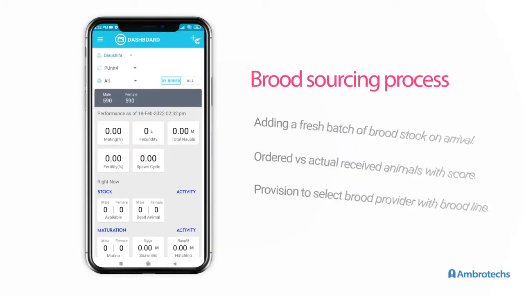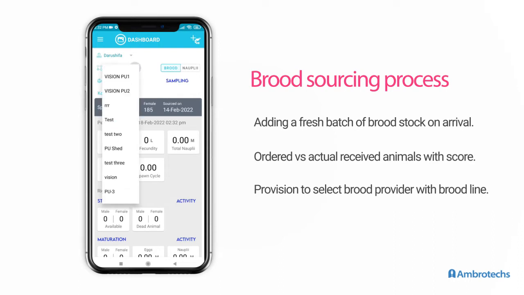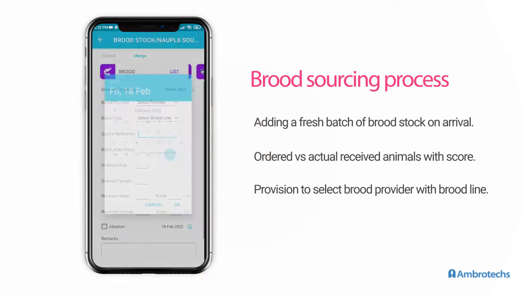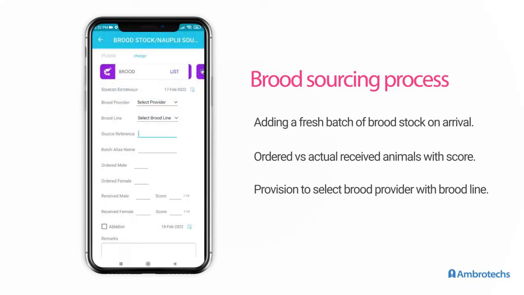Once logged into the app, in the dashboard select the production unit. Click the brood sourcing icon. Select brood provider. Select brood line.